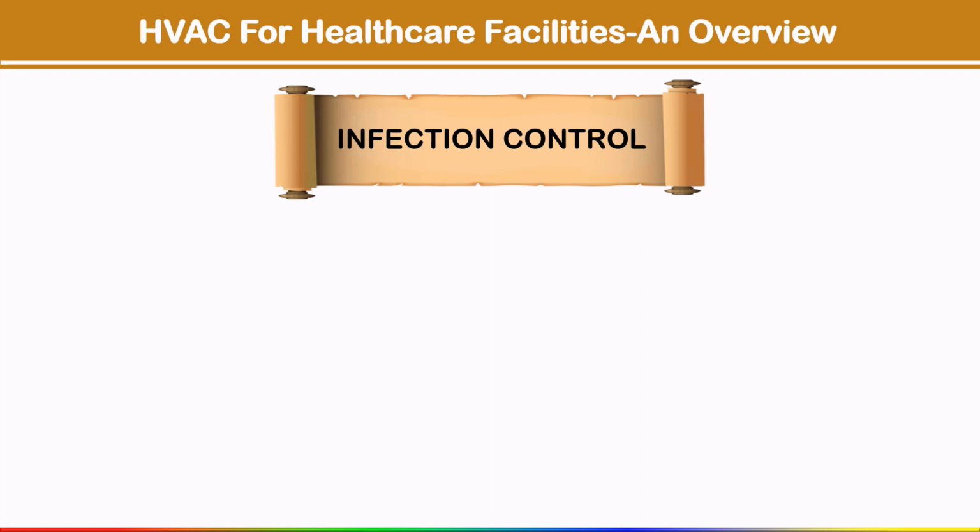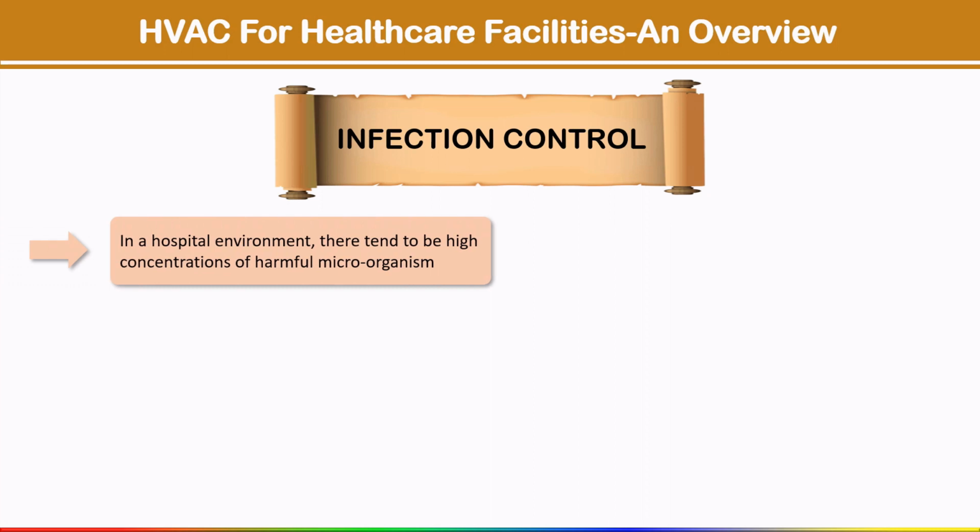So see, in a hospital environment, there tends to be a high concentration of harmful microorganisms. Okay, I think all of you know about microorganisms. Microorganisms are small living things that are found all around us and are too small to be seen by the naked eye. They live in water, soil and in the air. Some microorganisms make us sick, others are important for health also.